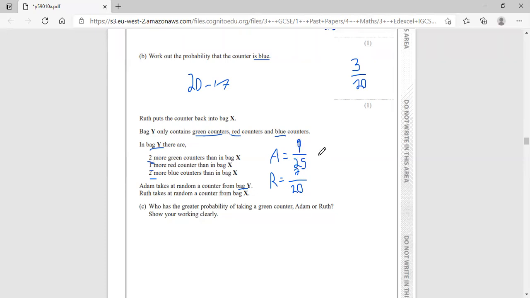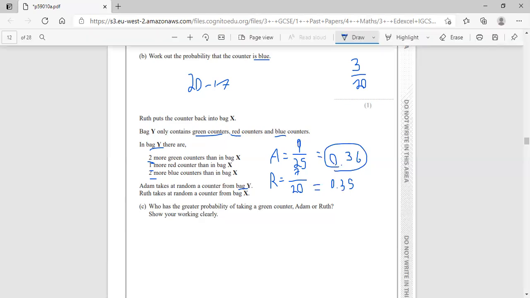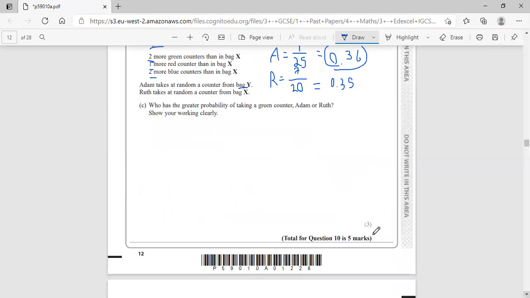So what you need to do now is write these as a decimal to compare them. You could, if you really wanted, write them with common denominators as bigger fractions, but it's simpler just to put them in your calculator and write them as a decimal. And if you do that, you'll get 0.36 for Adam and 0.35 for Ruth. And so you can clearly see Adam has a greater probability, even if it's very little, of choosing a green than Ruth. And that, I believe, is the end of question 10.